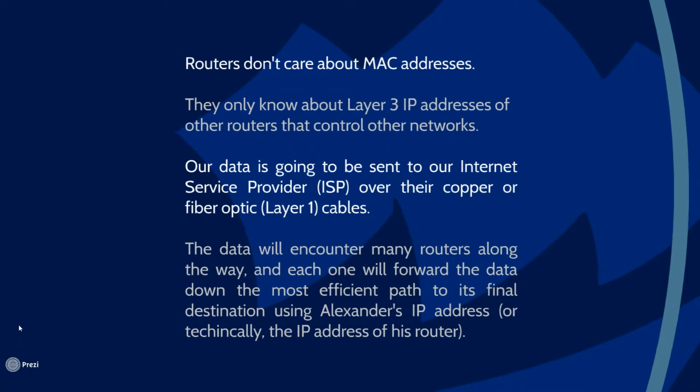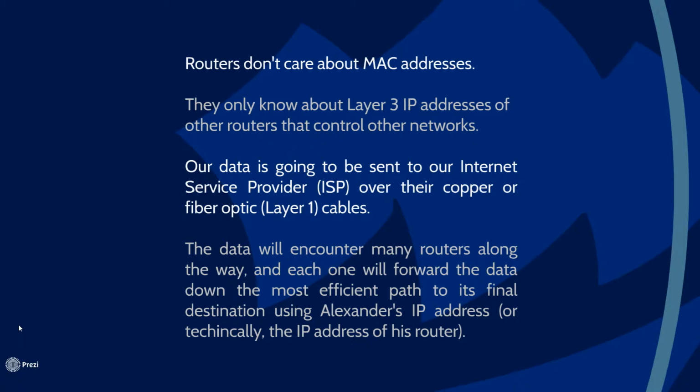Let's take a quick diversion to say routers just don't care about MAC addresses. They don't even look at them. They only care about layer 3 addresses, which is IP, Internet Protocol. And all a router knows about are the layer 3 IP addresses of other routers that control other networks. In reality, my data leaving my house right now is going to my ISP, my Internet Service Provider, and that data is going to go over many routers before it gets to, hopefully, its end destination.